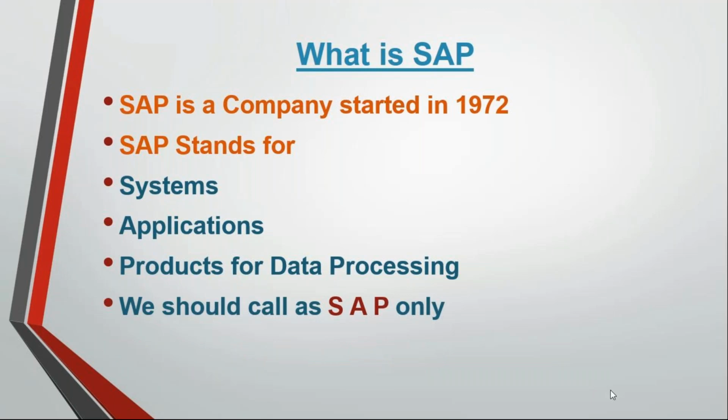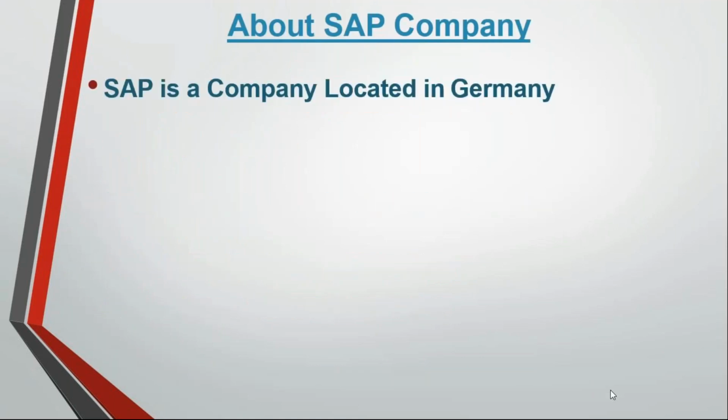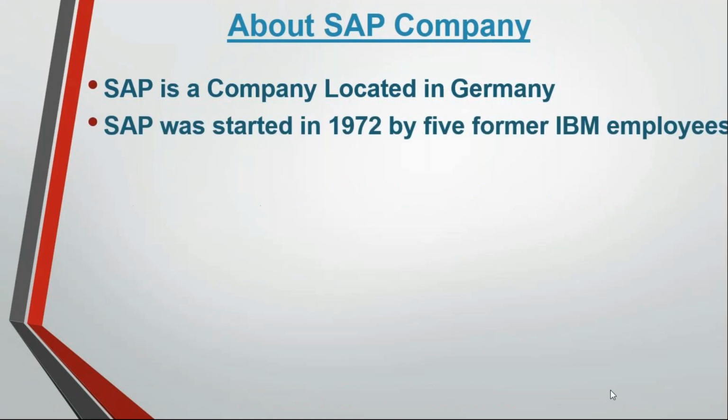We should call it SAP only, because some people call it differently, which is totally wrong; that's a company name. SAP is a company located in Germany. SAP was started in 1972 by 5 ex-employees of the IBM company. Five ex-employees of IBM started SAP in 1972 in Germany.